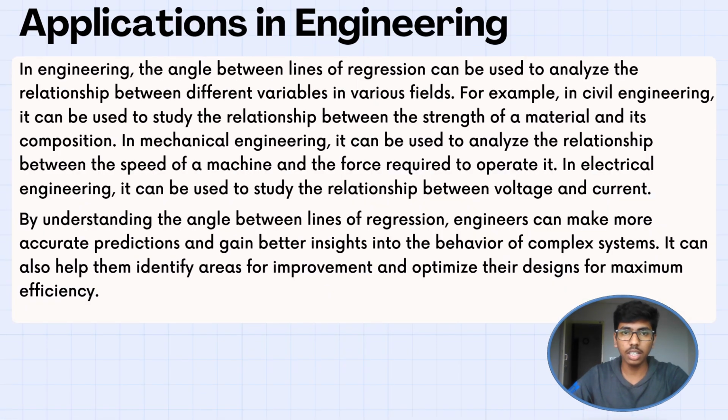Applications in engineering. In engineering, the angle between lines of regression can be used to analyze the relationship between different variables in various fields. For example, in civil engineering, it can be used to study the relationship between the strength of a material and its composition. In mechanical engineering, it can be used to analyze the relationship between the speed of a machine and the force required to operate it. In electrical engineering, it can be used to study the relationship between voltage and current. By understanding the angle of regression, engineers can make more accurate predictions and gain better insights into the behavior of complex systems. It can also help them identify areas for improvement and optimize their designs for maximum efficiency.